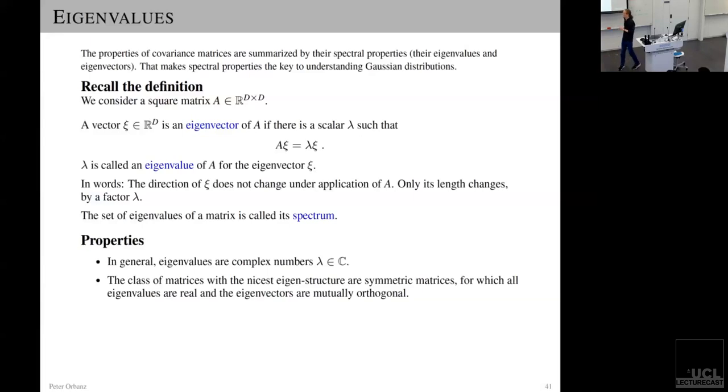Okay. But if we have a symmetric matrix that has full rank, then we have exactly d linearly independent orthogonal eigenvectors.